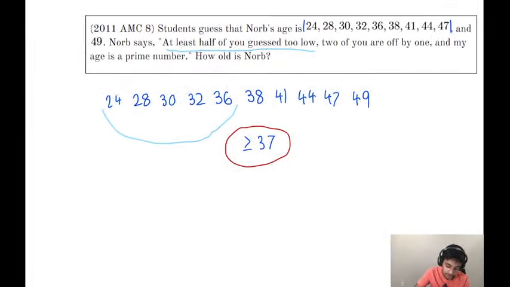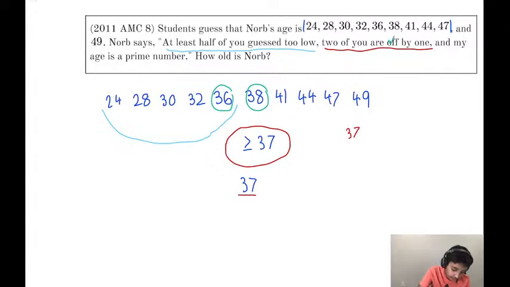So then this problem, since it has to be greater than or equal to 37, let's just check the different possibilities. If it's 37, does 37 work? Let's just say we put 37 here. Remember the second condition, that 2 of you are off by 1. So for 37, is it off by 2 people? Is any 2 guesses off from 37 by 1? Yes, 36 and 38.